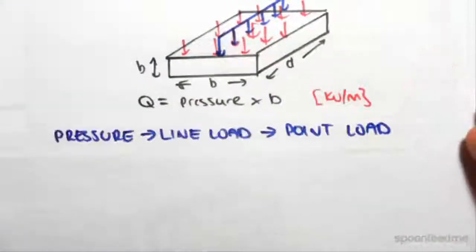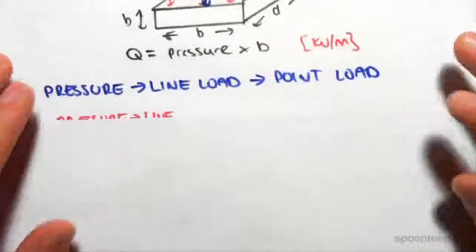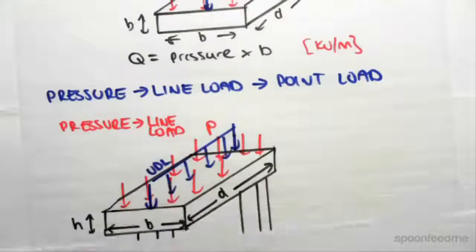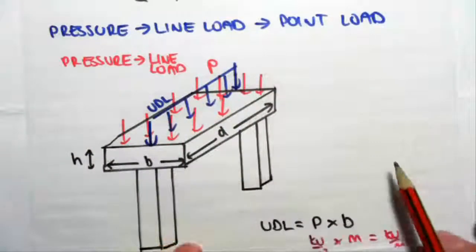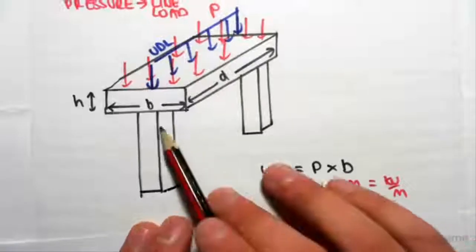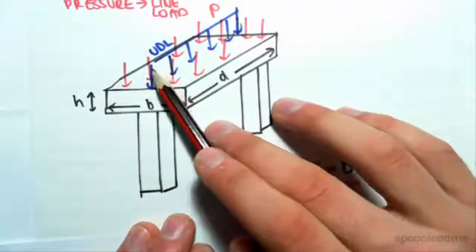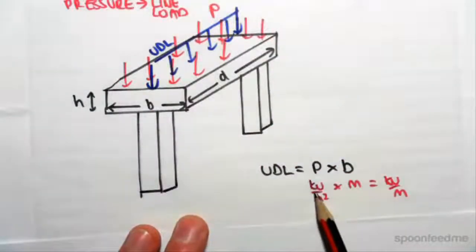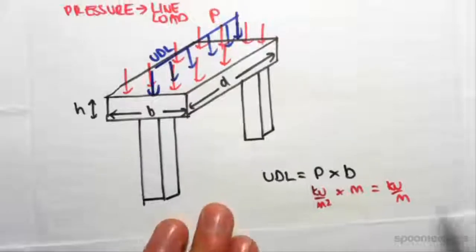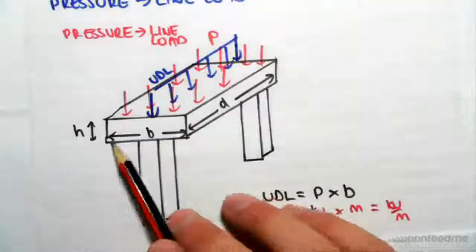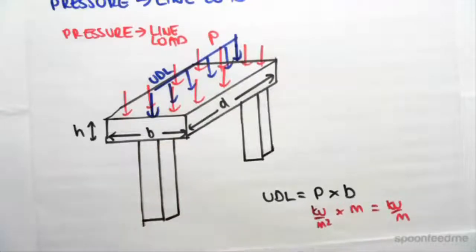Okay, now we need to get our head around this procedure going from pressure to line load to point load. So we've seen now how we go from pressure to line load. So say we have a pressure P, we want to get a UDL. To get the UDL, it's pressure times the length perpendicular to the load, the direction of the load we want it to go in. That would give us kilonewtons per meter squared times meter, which gives us kilonewtons per meter. Okay, so that is a pressure to a line load. We multiply the pressure by the perpendicular length.